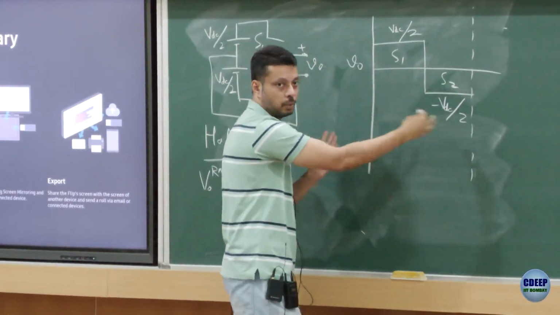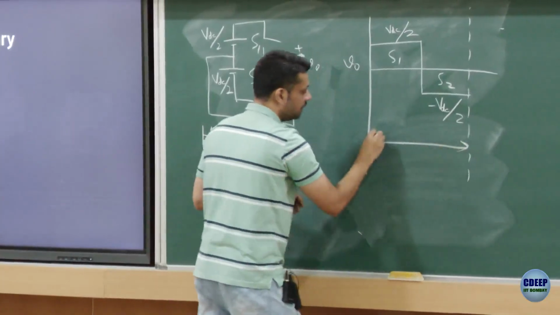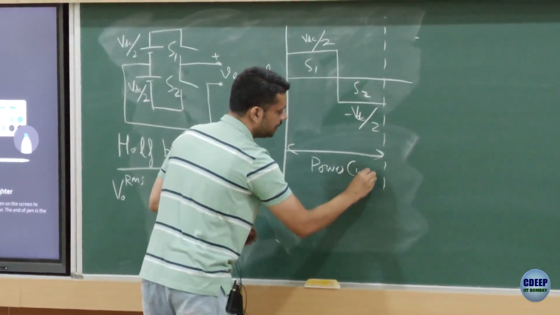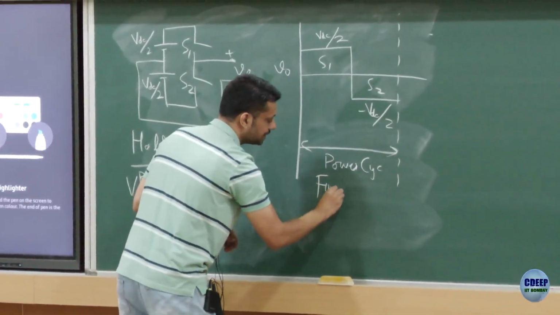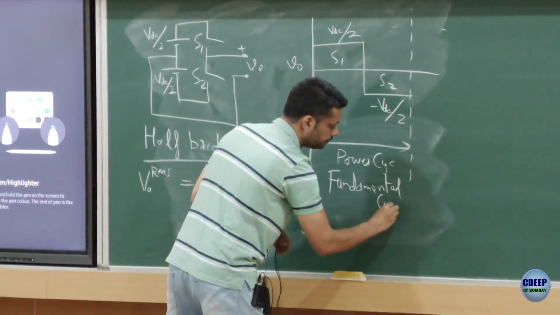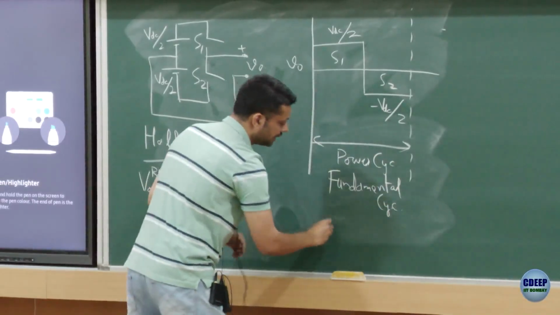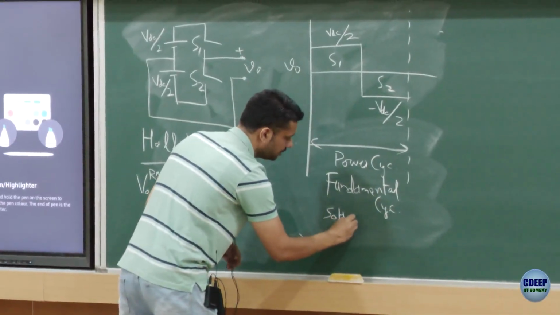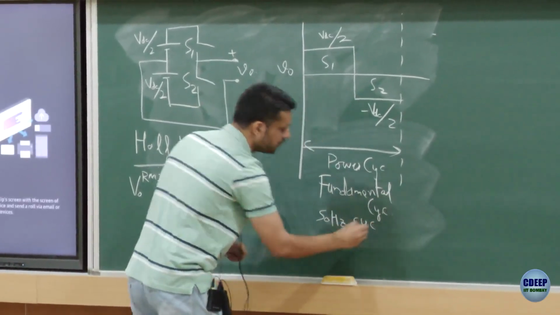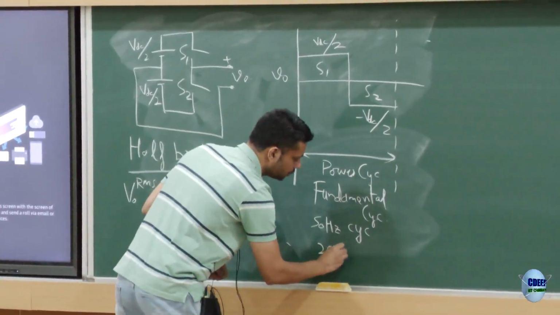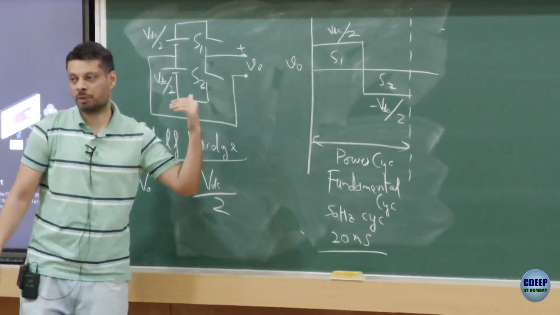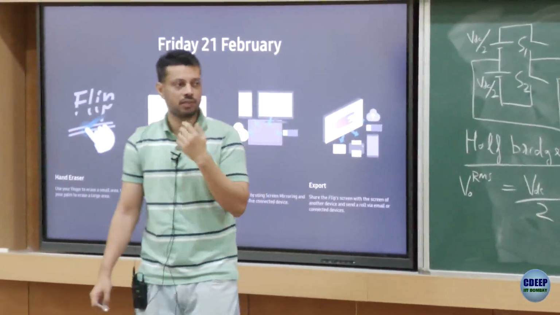So in one power cycle, we'll use different words. This is a power cycle. We also call it a fundamental cycle. We also call it a 50 Hertz cycle. In reality it may be 50, 51, but they just want to call it a 50 Hz cycle, which is nothing but equal to 20 millisecond of time. So in one power cycle or in one fundamental cycle, each switch will only switch once.